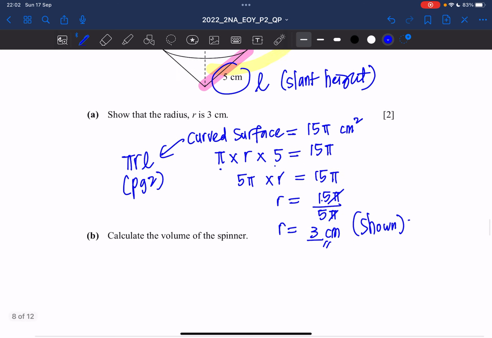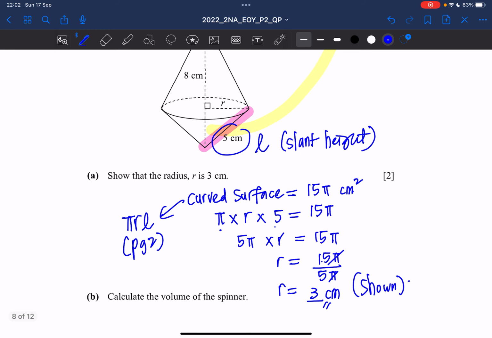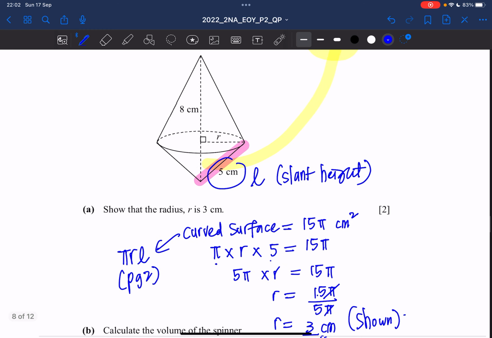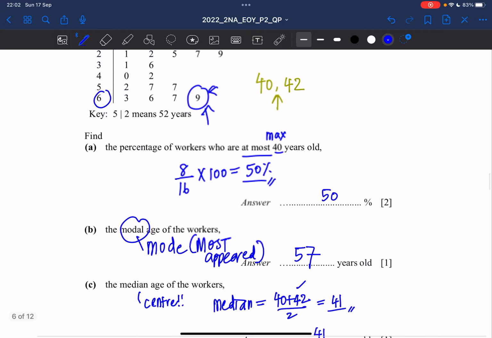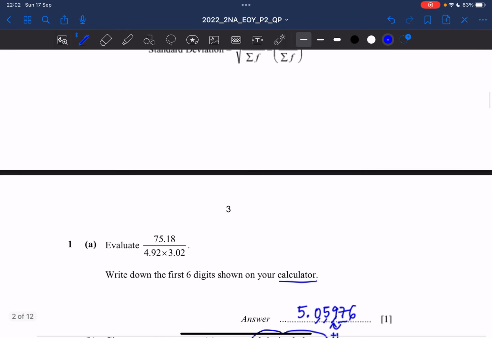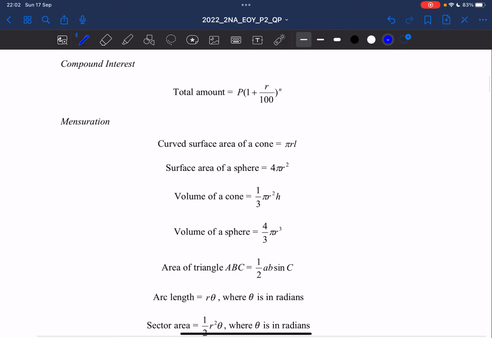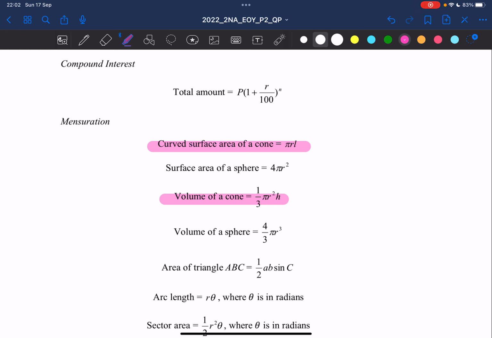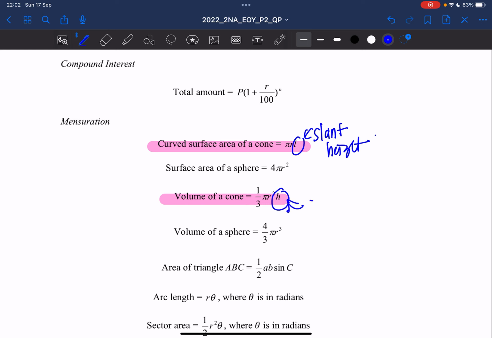Now calculate the volume of the spinner. So the spinner is made out of two cones, right? Let me just show you my formula sheet. The formula sheet is on page 2. So actually we're talking about a cone. We have the volume of a cone here and the curved surface area of a cone. This L here stands for slanted height or slant height. Then for volume, we have H. This is the vertical height.